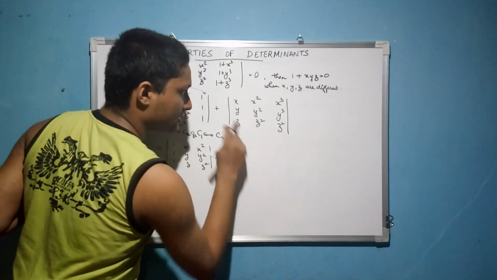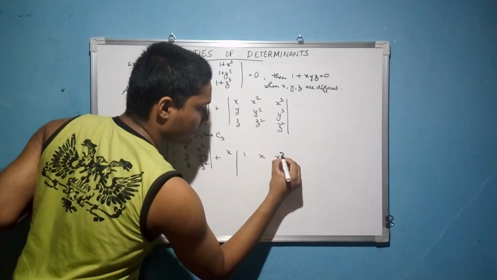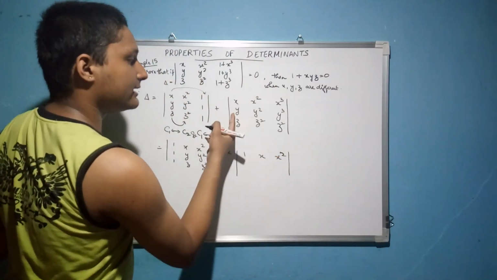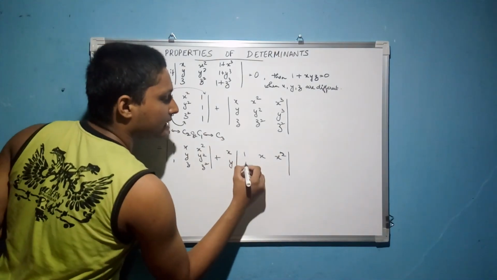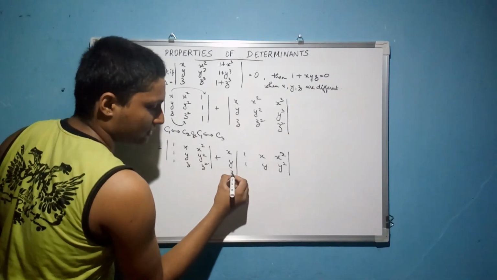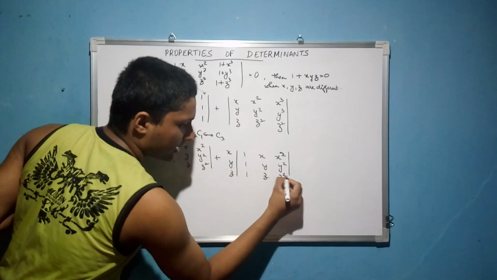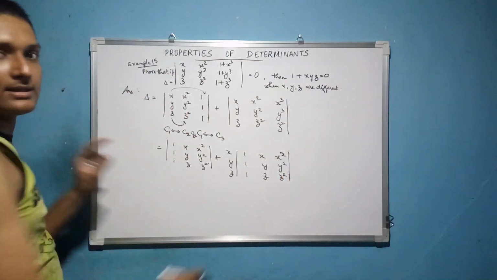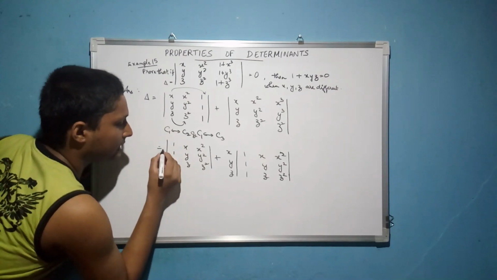So what are you going to get? In the first row, it is going to be 1, x square. Then I'll take y common from the second one, and you get 1, y square. I'll take z common out of this, and you'll get 1, z square. Okay, these two determinants are going to be equal, right? Therefore, I can write it as, here 1 is there.